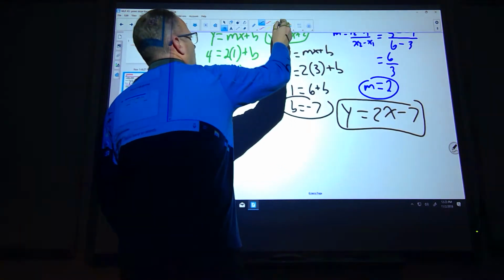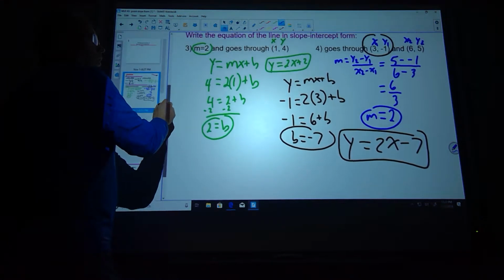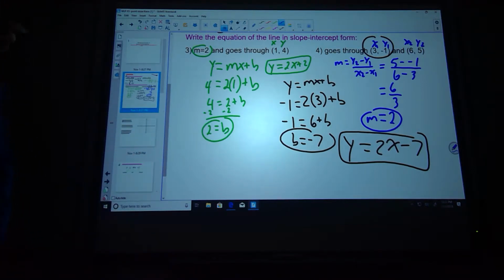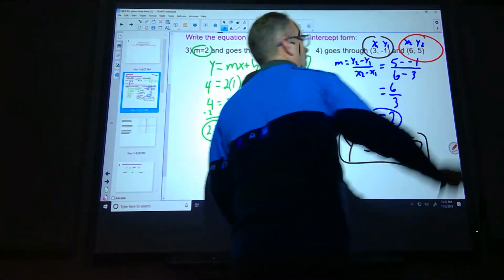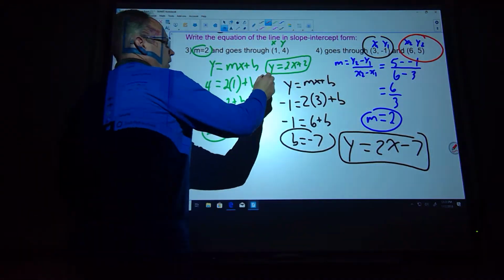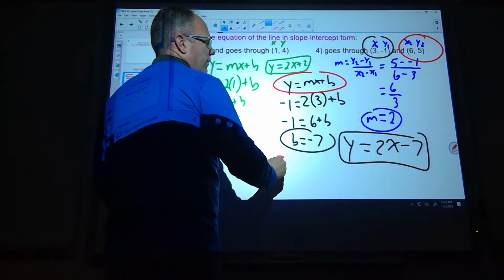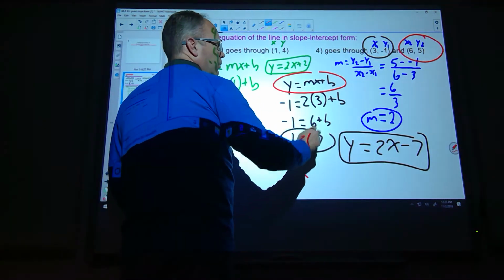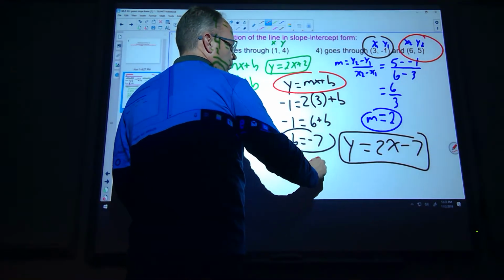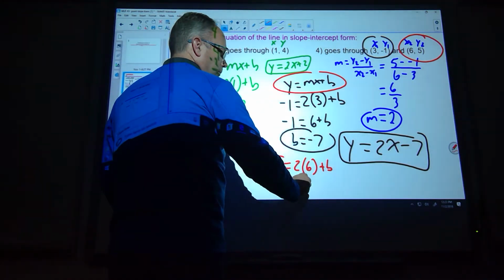Now before I move on, there's something we should look at. So was I just smart and I picked 3, -1? Or do you think something could happen if I said, hey, I want to pick that instead and plug into this? Let's see what happens when I plug that in. That's going to give me 5 is equal to my slope, which is 2, times x, which is 6, plus b. Okay, 5 equals 12 plus b.